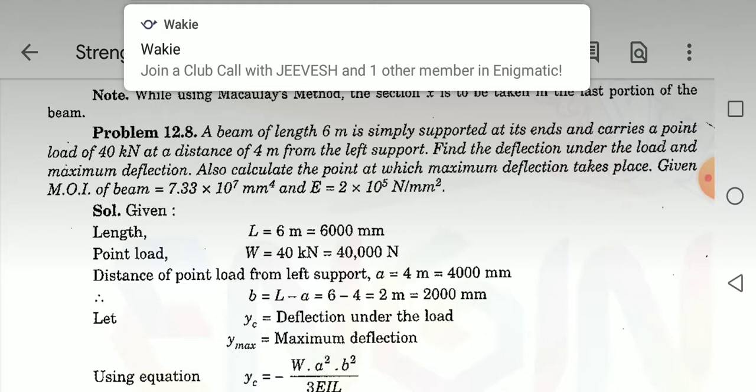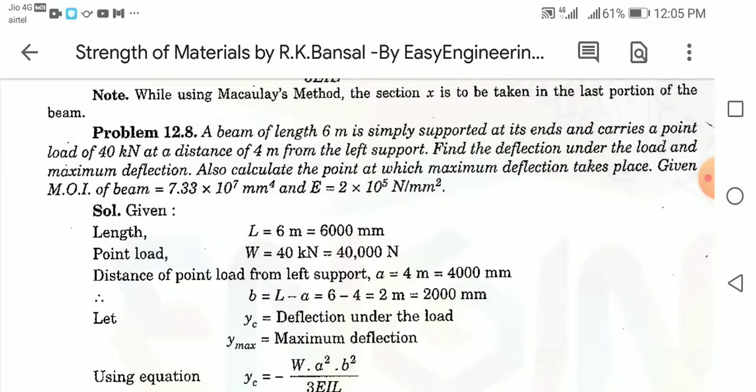Find out the maximum deflection. Calculate the deflection under the load. So what is the deflection value under the load and the maximum deflection? Also calculate the point at which the maximum deflection occurs. So at which point the maximum deflection occurs, at that particular point what is the deflection, and what is the maximum deflection. So there are 3 questions asked in this problem.